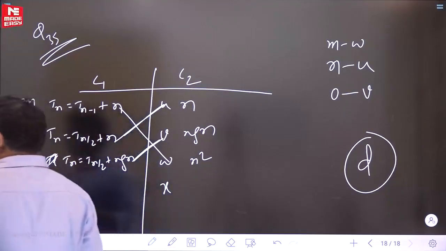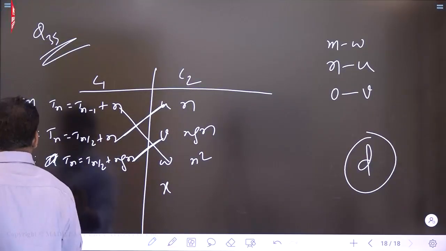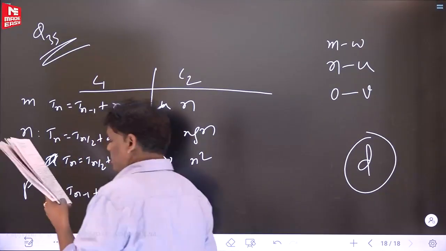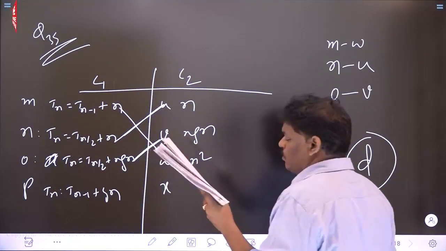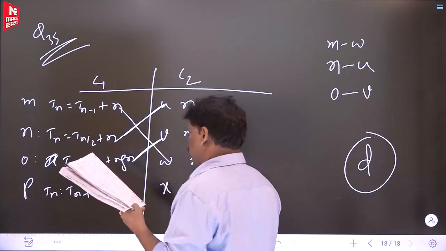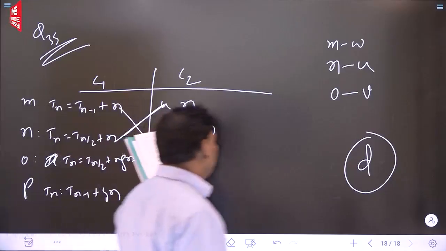What is the P? Tn is equal to Tn minus 1 plus log n. This is also n log n. According to D, what is the answer? At X, what is the X here? So D will be the answer for this one.